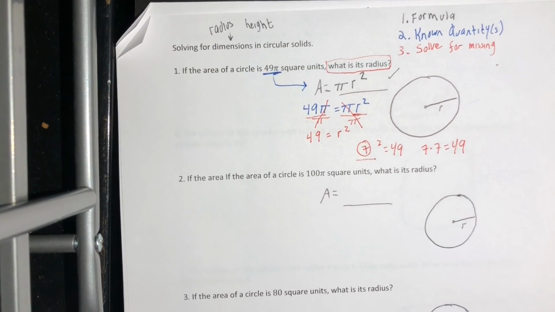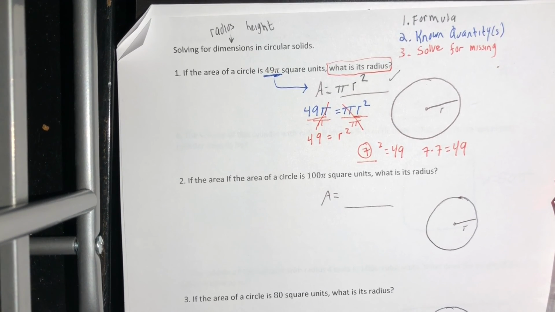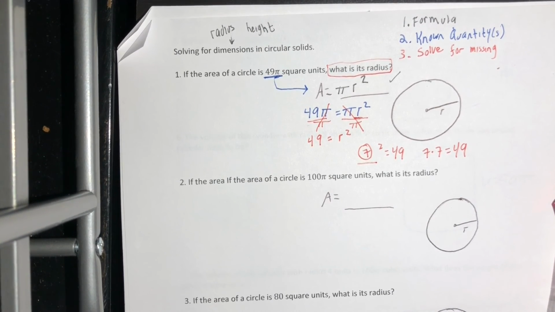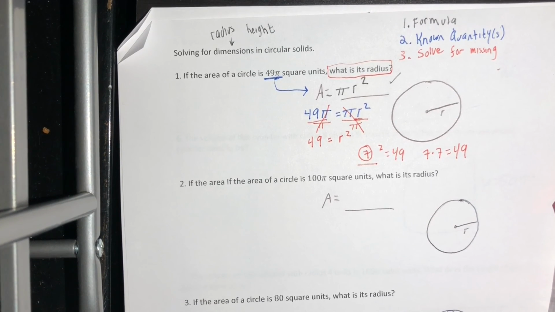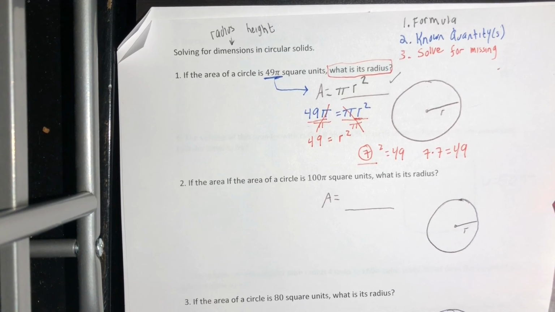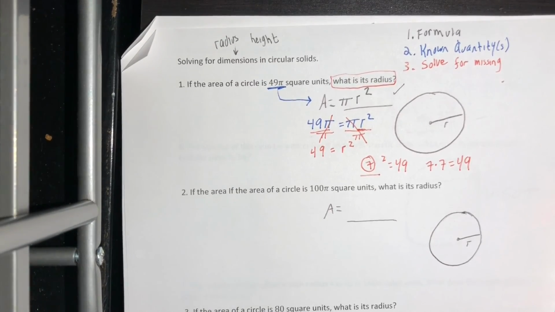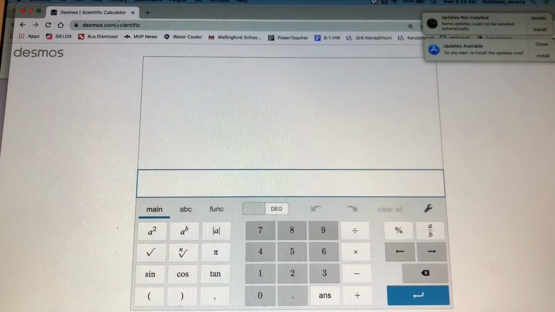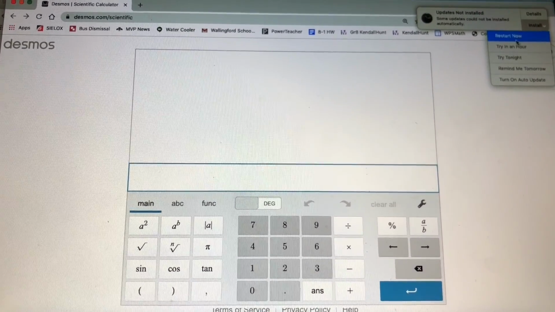But you might be wondering, if I don't have a calculator, or if I don't have knowledge of square roots, how do I figure that out? So I'm going to show you how to do that on a calculator. I'm going to go to the Desmos Scientific Calculator and we'll see what that looks like. Again, there's my Desmos Scientific window.